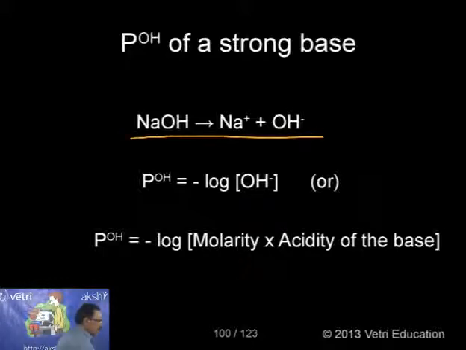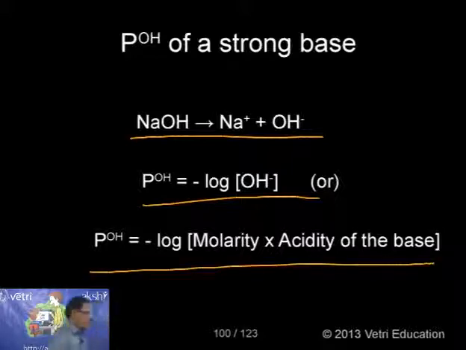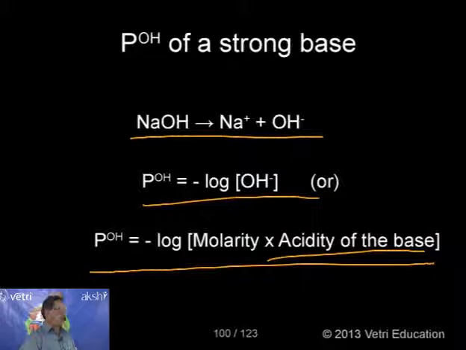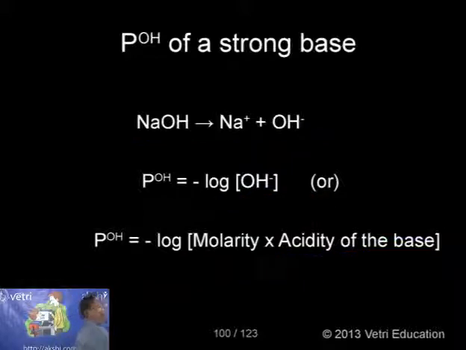So automatically, pOH is equal to minus log OH minus, or pOH is equal to minus log of molarity into acidity of the base. Acidity of the base is nothing but the number of OH minus. For sodium hydroxide, acidity of the base is 1. For barium hydroxide, acidity of the base is 2. So this is the interesting information. This is for a strong base.